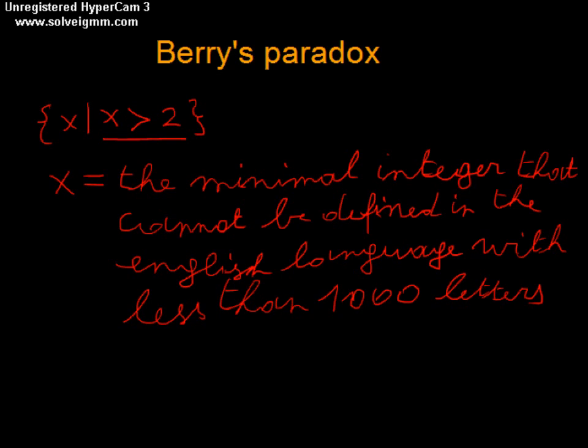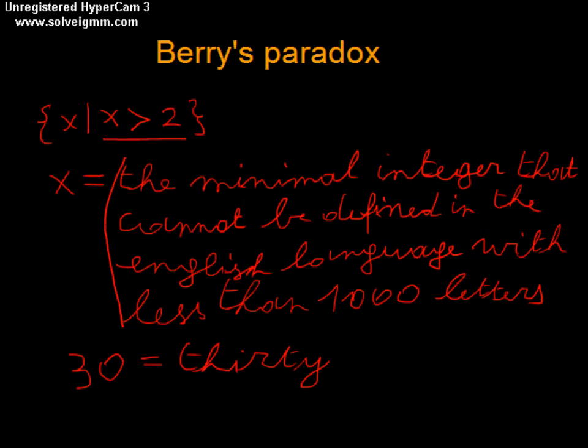For example, the number 30 can be defined with 6 letters, the letters T, H, I, R, T, and Y. It is clear that only finitely many numbers can be written with less than 1000 letters. So, we can certainly talk about the minimal integer that cannot be defined in the English language with less than 1000 letters. However, the definition of x is exactly this.